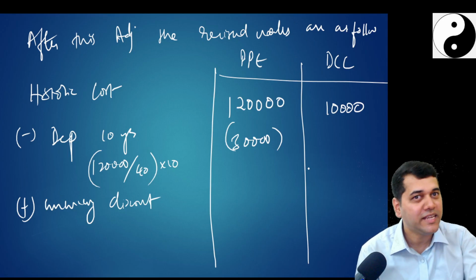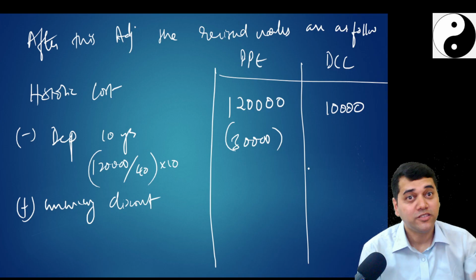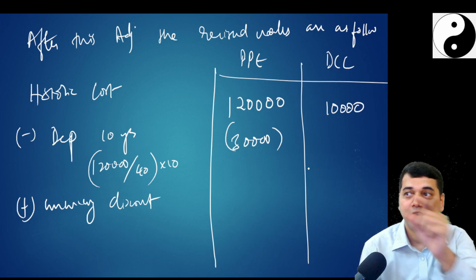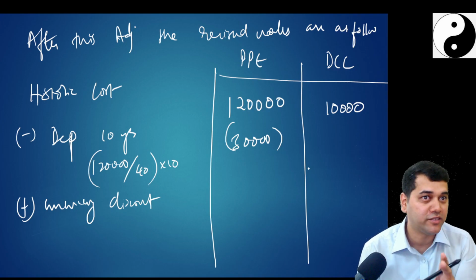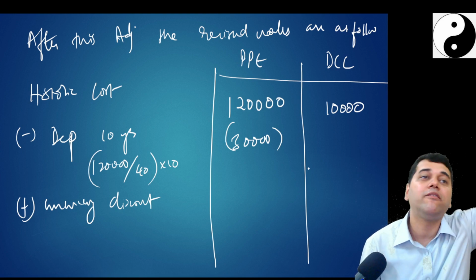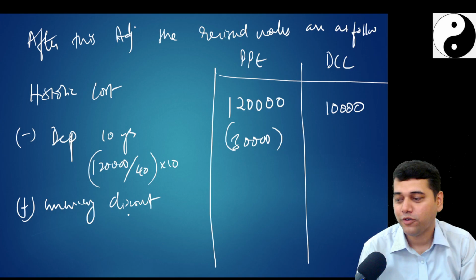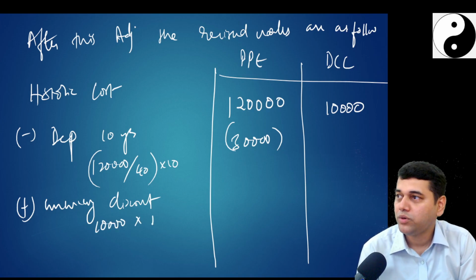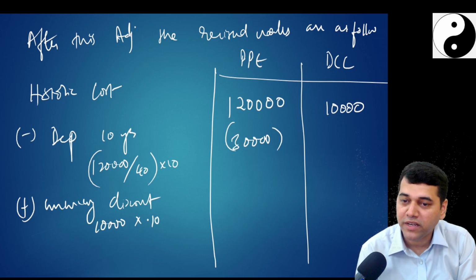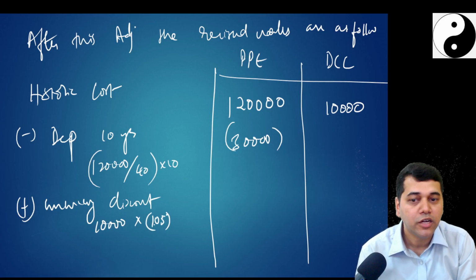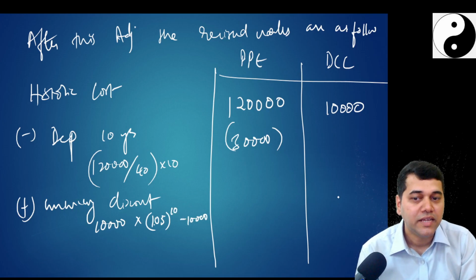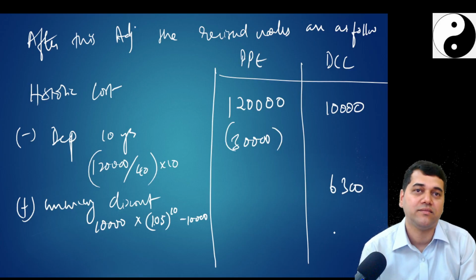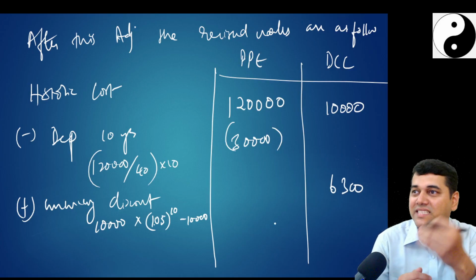Have we done this in Ind AS 109? Zero coupon bond. In one of them, we didn't prepare an amortization schedule. Then we did it to the power. So my amount will be 10,000 into 1.05 to the power 10 minus 10,000. It comes to 6,300. This is my interest over the years.